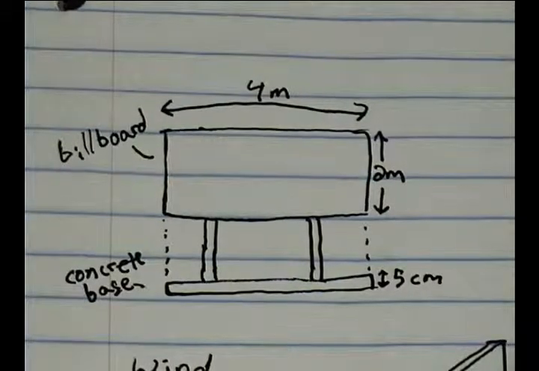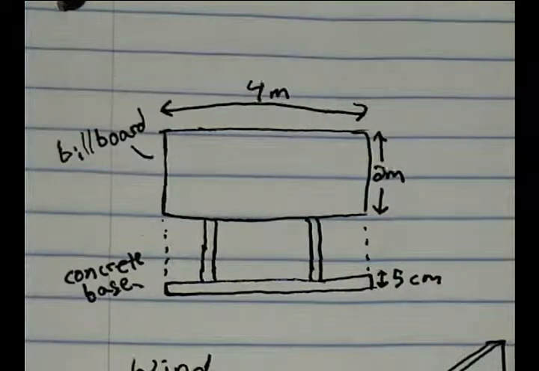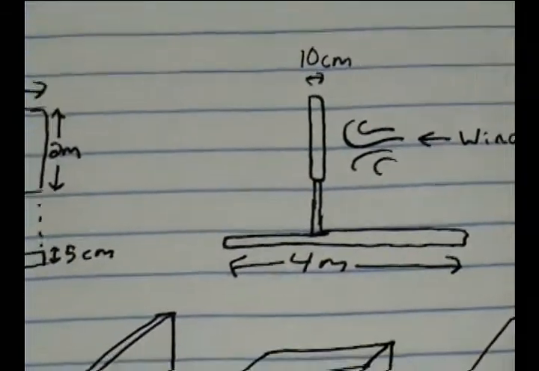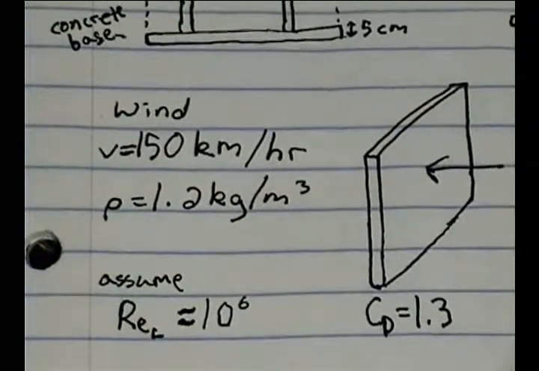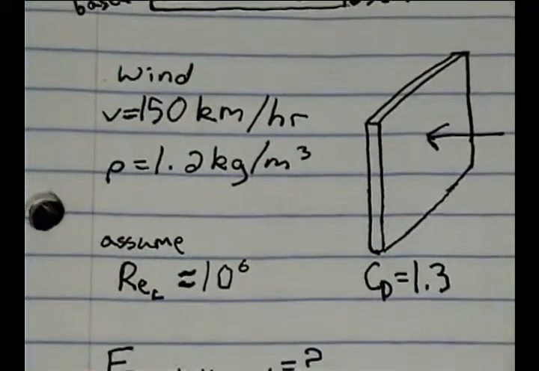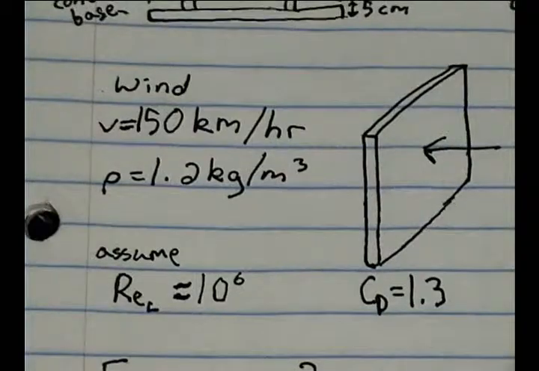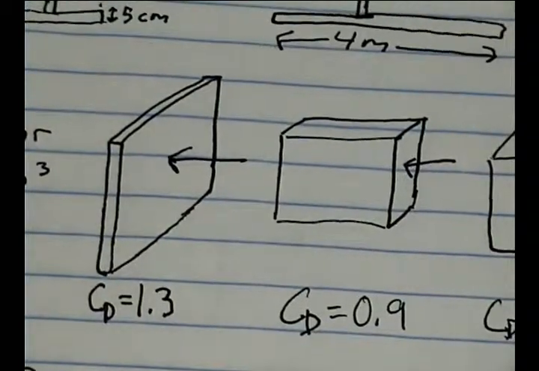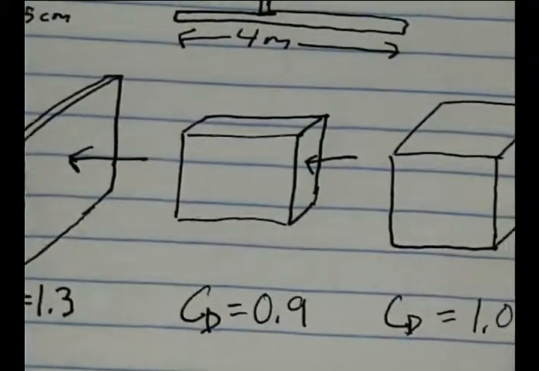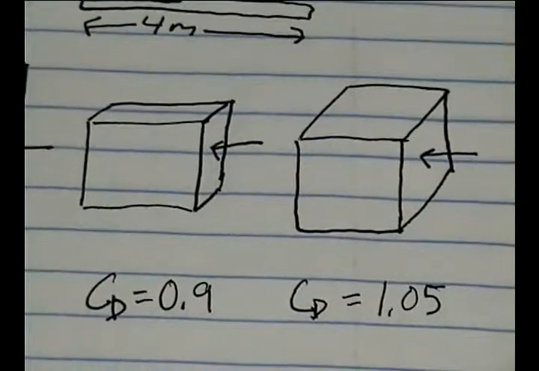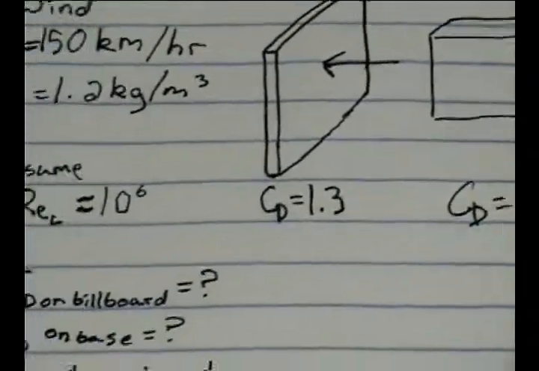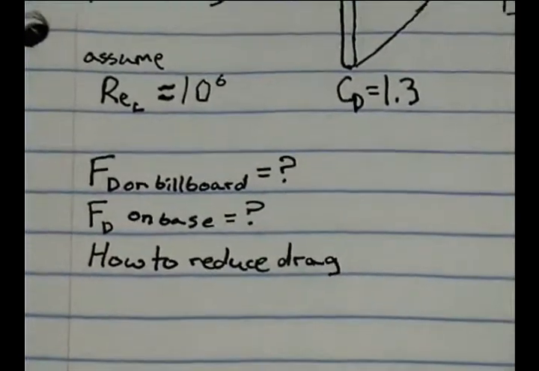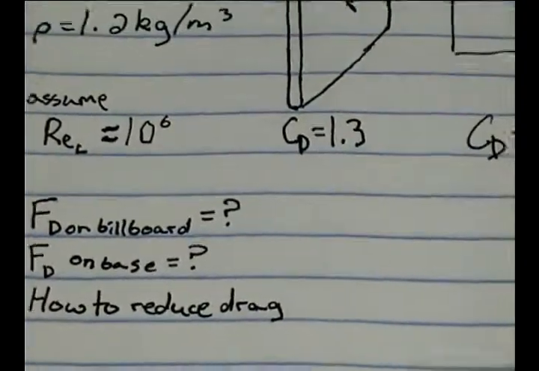Given a billboard on a highway, and we're given the dimensions of said billboard, and there's a wind blowing on it. We're given the velocity of the wind and the density of air. We're also given a Reynolds number for the concrete base. We are given coefficients of drag for different areas, volumes. We're supposed to find the drag force on the billboard, the base, and how to reduce the drag.